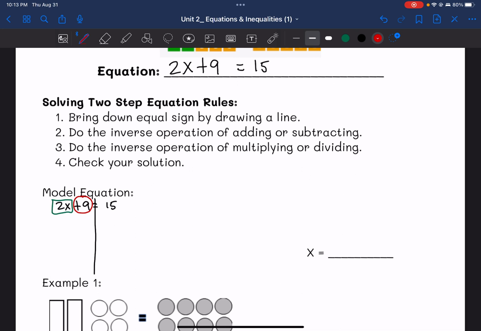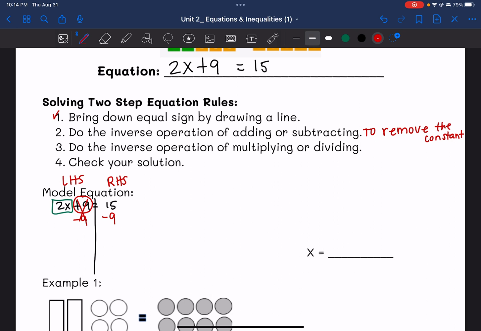So here, we've already brought down the line, so check, we've got this done, okay? This says do the inverse operation of adding or subtraction. So this is to remove the constant. Okay, you only do this to remove the constant. So we have positive 9, that's addition. So the inverse operation is negative 9. So whatever I do on one side, I have to do on the other side. Again, another thing that I want to add, this is the left-hand side and this is the right-hand side. So whatever I do on the left-hand side of the equal sign, I have to do on the right-hand side of the equal sign.